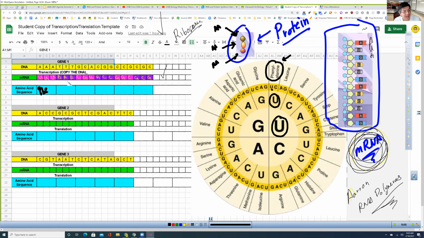Okay. So now, what is AAU going to give you? No, actually not AAU. AAA. That's what we're looking for. So what's AAA? What amino acid are you supposed to add? Lysine. Very good. It's lysine. So in your document, type in lysine. And so what the ribosome would do is it would take these 2 amino acids and connect them together.